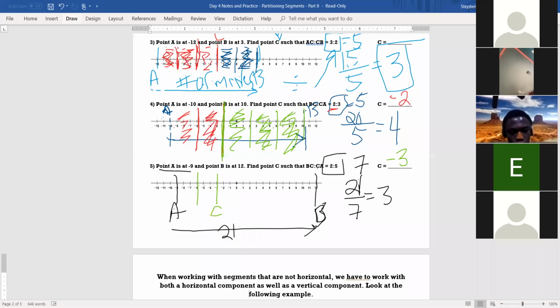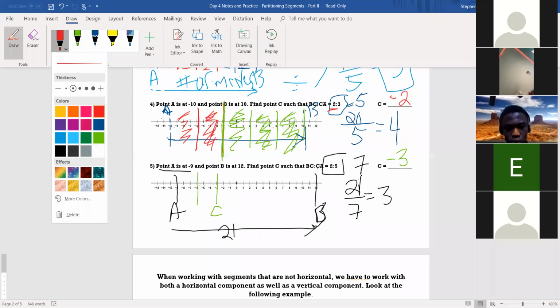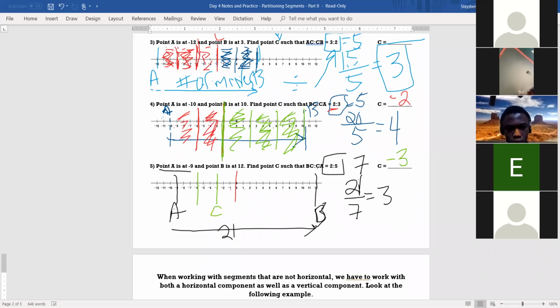Okay, and then we can keep going just to make sure we have divided this equally. 1, 2, 3. Here's another partition. 1, 2, 3. Here's another. 1, 2, 3. Here's another. 1, 2, 3. Here's another. And then finally back to here. And we should have 7. Let's count them. 1, 2, 3, 4, 5, 6, 7. Yes. So we know then at point -3, where C is, that it divides this into a 2 to 5 partition.